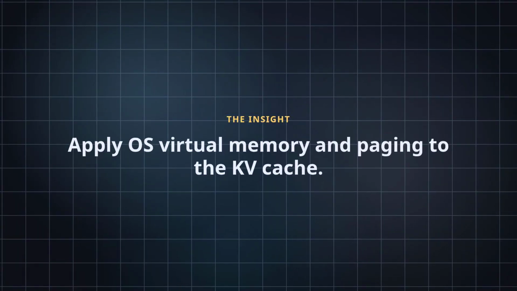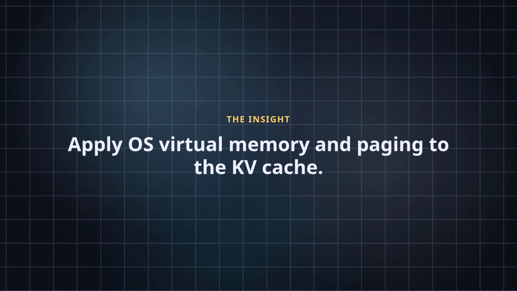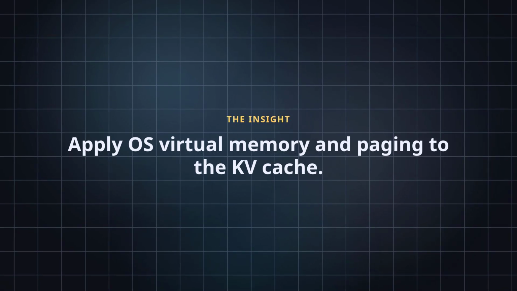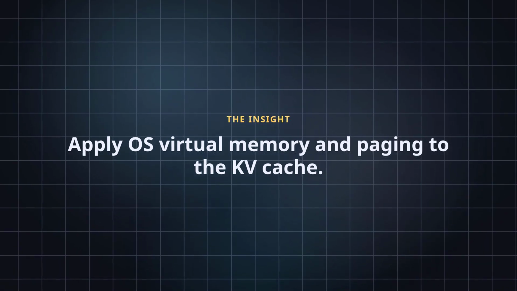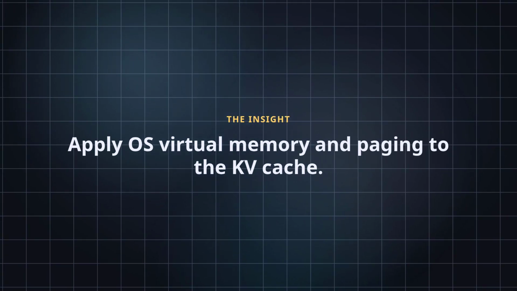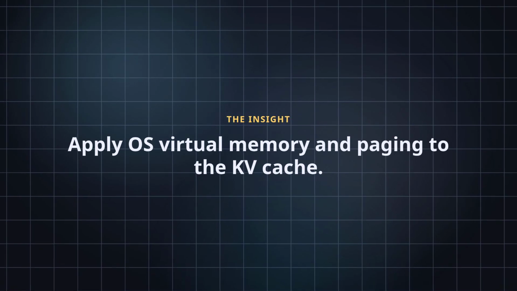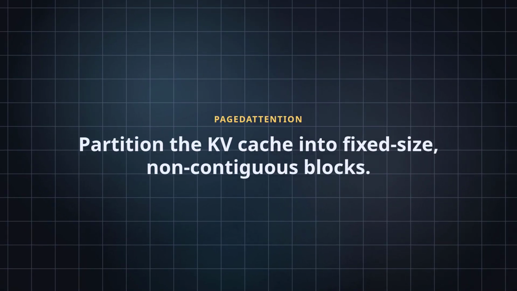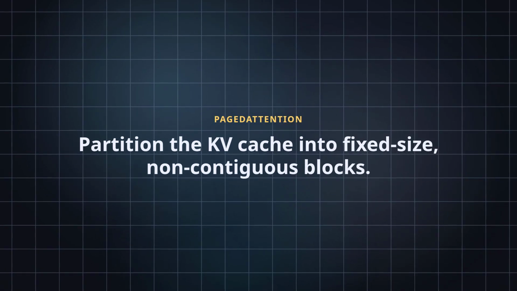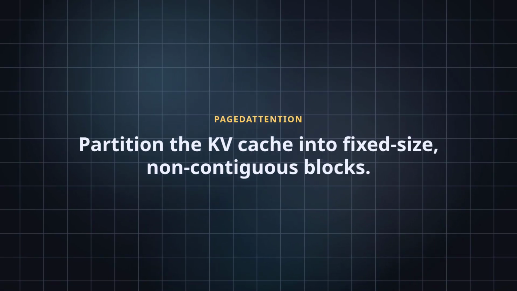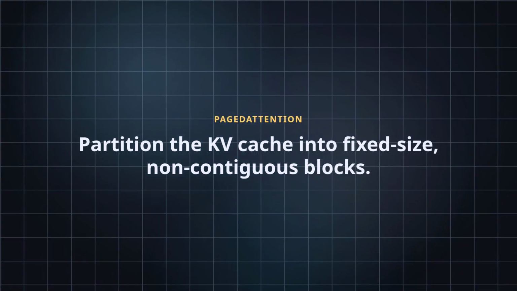The key insight is borrowed from operating systems. Virtual memory and paging let an OS manage memory in small fixed-size pages, mapped flexibly to physical frames, without needing one contiguous region per process. Paged attention splits each request's KV cache into fixed-size blocks, each holding the keys and values of a set number of tokens. Crucially, these blocks need not be contiguous in memory.